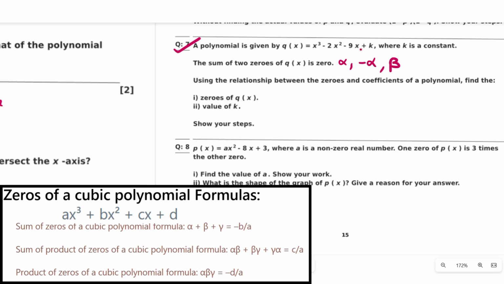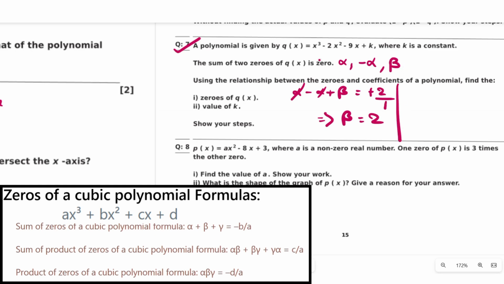So using the relationship between the zeros and coefficients, find the zeros of q(x). So I have to find out the zeros of q(x), which means I have to find out the values of alpha, minus alpha and beta. That means alpha and beta. So here we go. First of all, the sum of the zeros. Sum of the zeros is alpha minus alpha plus beta, which is equal to minus of minus 2, that is plus 2 by 1, the coefficient of x cube. You can see the relationship on the screen. So beta is coming as 2. I have found out one zero, that is 2.